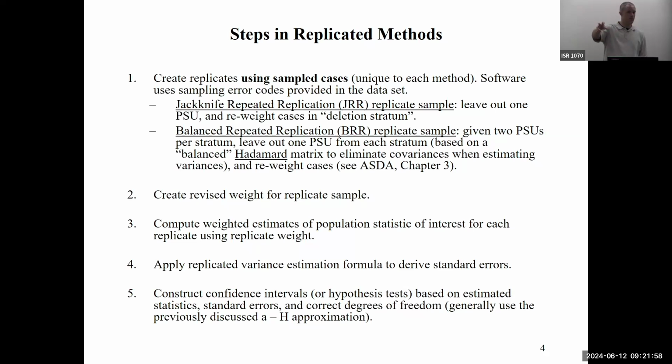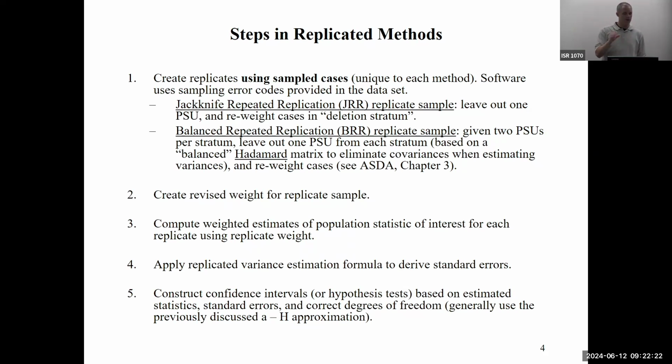Then we do it again. We delete the other PSU in that stratum. Then we delete the third PSU in that stratum, if it's relevant. Each time through, upweighting the remaining cases in the stratum where a PSU is deleted. And we repeat that for every single PSU in the sample. We're just taking out one PSU each time, reweighting the cases, and then creating that replicate.